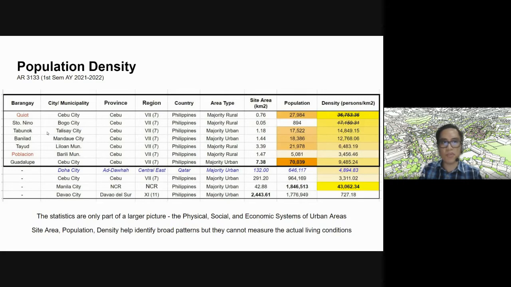So this is Barangay Tabunok in Talisay. But it has a lot fewer people, mostly because the area is also very small, almost 1/7 of Guadalupe. With an area of 1.18 square kilometers, there's 17,000 people living there. And in these very tight, congested areas, it's obvious that the economic activity isn't very high. So we can observe that there's a threshold.